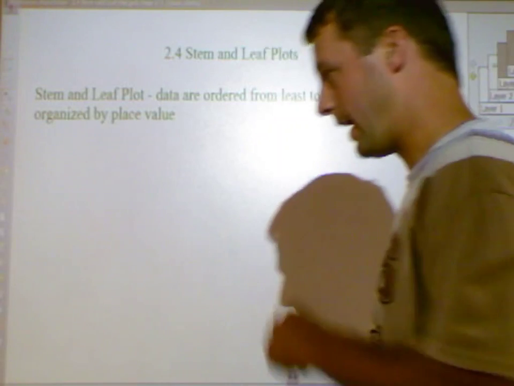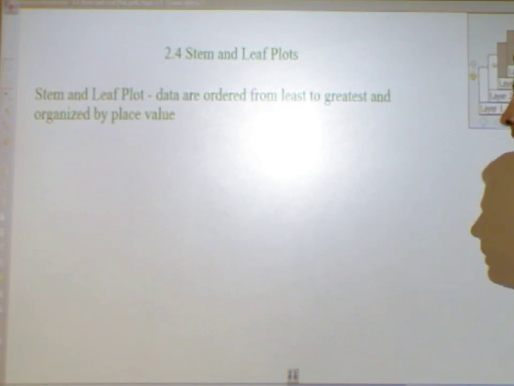So, all right, anyways, stem and leaf plots. A stem and leaf plot is data that's ordered from least to greatest, and it's organized by its place value. Now, you should be pretty strong with place value because we've worked with that quite a bit. You've worked with it since you were a little kid, but place value today is essentially going to be your ones place and your tens place.